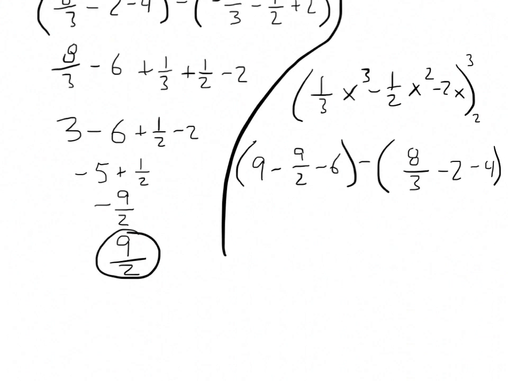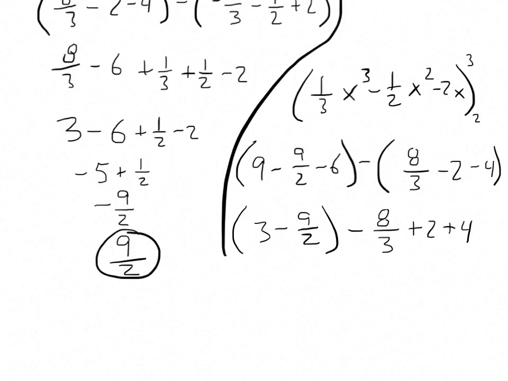So again, we're simplifying multiple things here. This will be 3 minus 9 halves. I'll distribute this negative through, minus 8/3 plus 2 plus 4. So let's start combining all this together. I'm seeing the whole numbers 3 and 2 and 4 giving me 9 minus 9 halves minus 8/3.